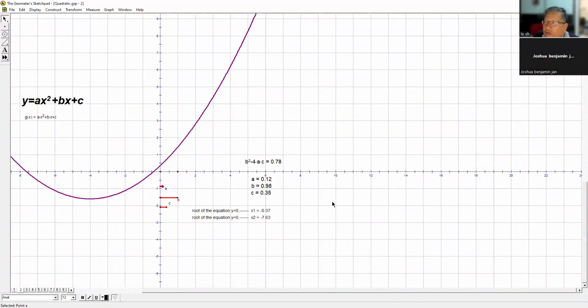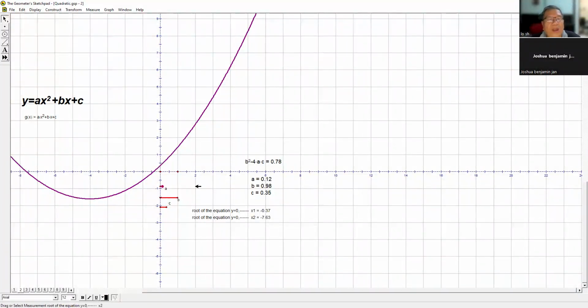So, two things we can see from this quadratic equation, ax squared plus bx plus c. Number 1 is the value of A, and number 2 is the value of C. So we can actually determine the shape of the curve by looking at the value of A and C. But we only know the shape, whether it's U shape or N shape, and where it cuts the y-axis. That's all.